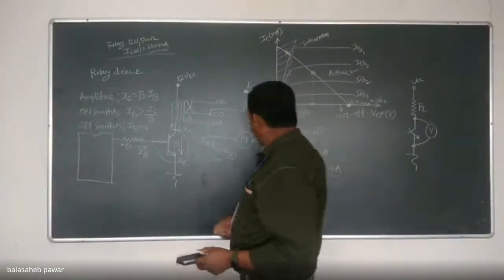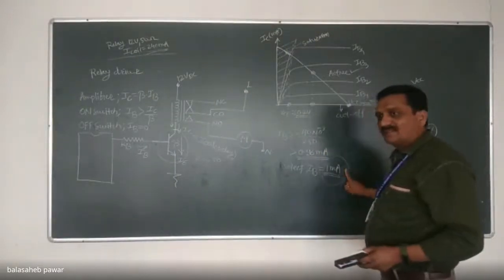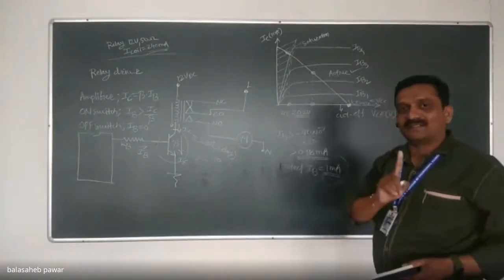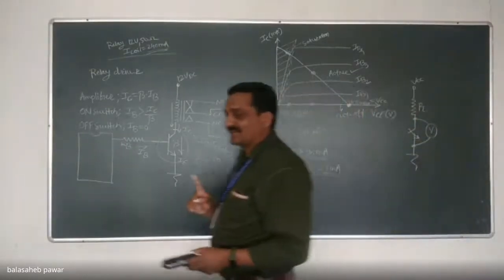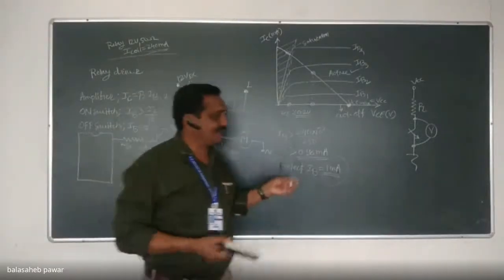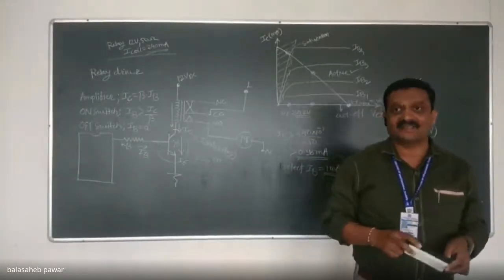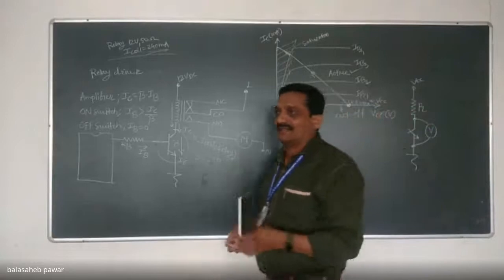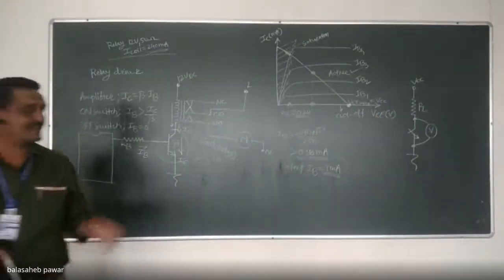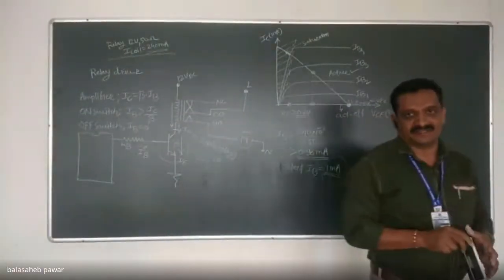So the question is, is it possible for the microcontroller to supply a current of 1 milliampere? Can it source 1 milliampere current? Yes. In the previous lecture itself, I already mentioned the current sourcing and sinking capacity of our conventional microcontrollers like 8051, 89C51, PIC, etc. The current sourcing and sinking capacity is almost 25 milliamperes.